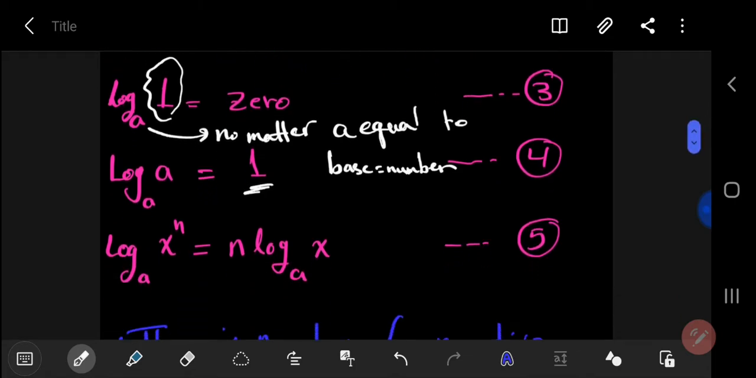Okay, the fifth property here we have log base a of x to the power n. We took it before in the previous lesson. If I have the variable with an exponent, we can take the exponent before the logarithm, or the opposite also, right. If I have the number before the logarithm, I can take it as an exponent.